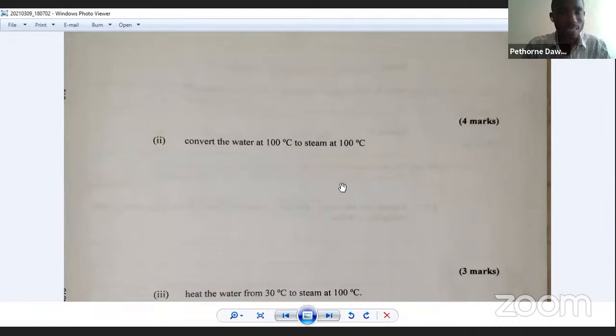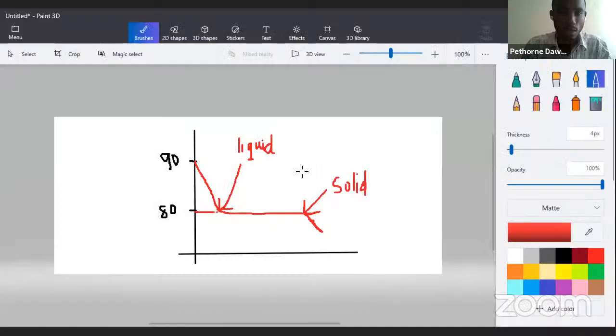Now, the next question: calculate the amount of energy needed to convert the water at 100 to steam at 100. Now at this point, I'm going to go back to that heating curve that I drew earlier on to make that clarification. It doesn't matter whether it's liquid to solid, solid to liquid, gas to liquid, liquid to gas. When you are transitioning from one phase to another, the temperature will remain constant. And what we need to know is that at one end of that flat line, there is going to be one state, and at the other end, there will be another state.